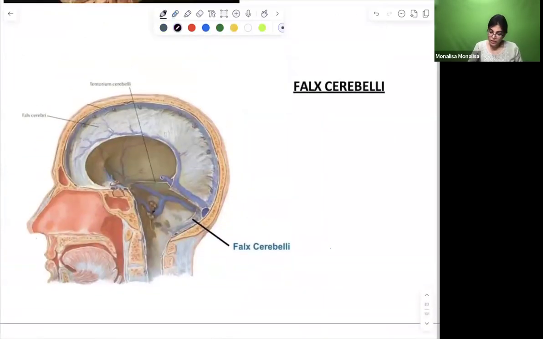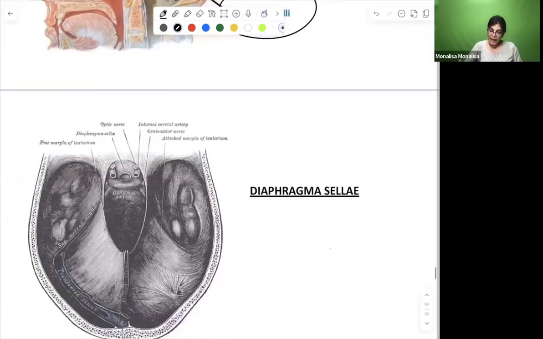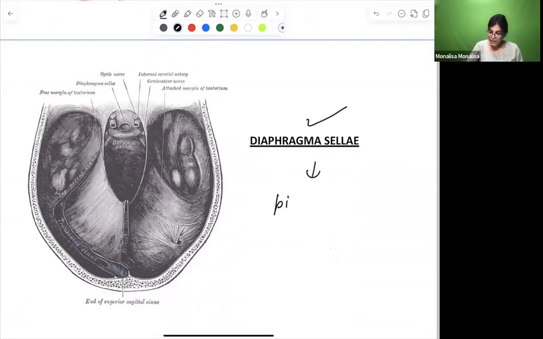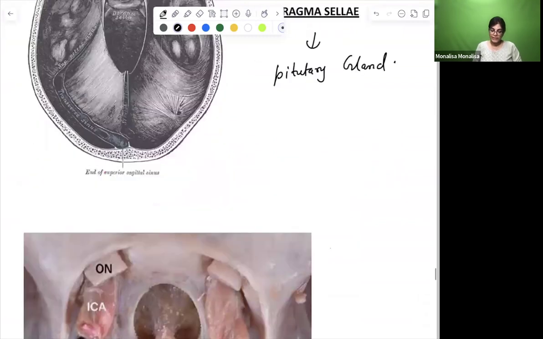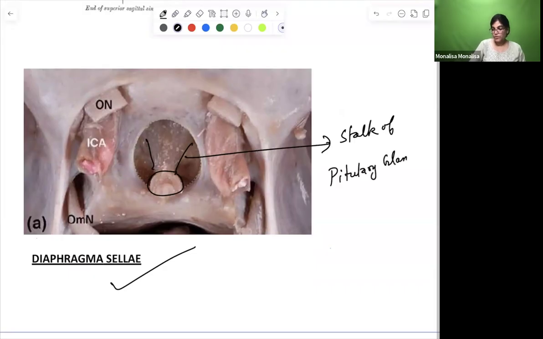Now, let's see the location of falx cerebelli. It is located between the cerebellar hemispheres. And the diaphragma sellae is containing which gland, dear? Pituitary gland. You can see the diaphragma sellae has a gap through which passes the stalk of the pituitary gland.